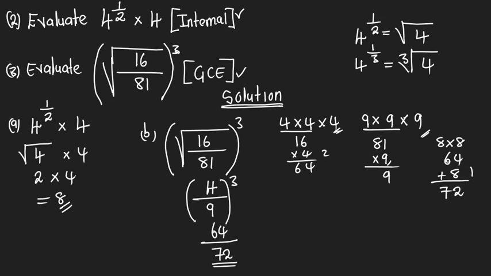Okay, so 4 to the power 3. This is 4 multiplied by 4 multiplied by 4. 4 multiplied by 4 was giving us 16. 16 multiplied by 4 was giving us 64. And this is the 64 we have written. Then the same thing, 9 multiplied by 9, 81. 81 multiplied by 9 was giving us 729. And you leave it there.